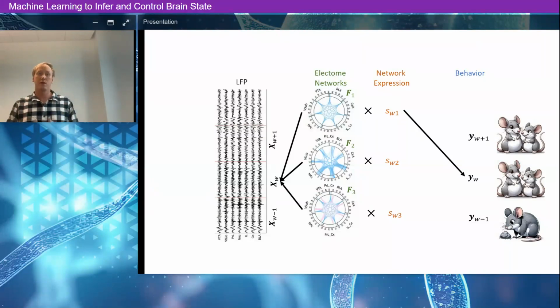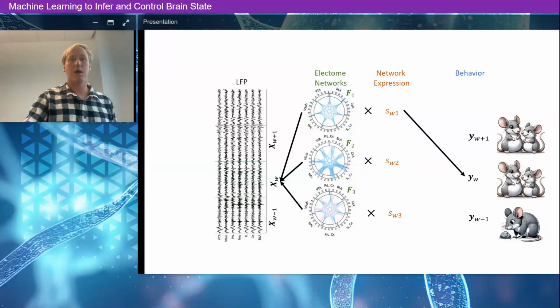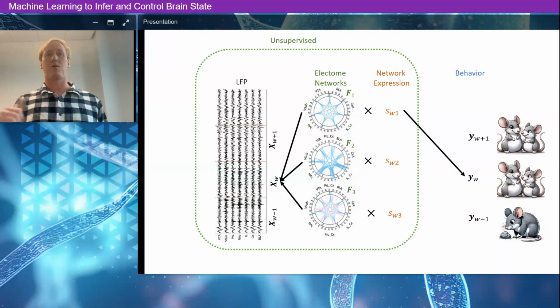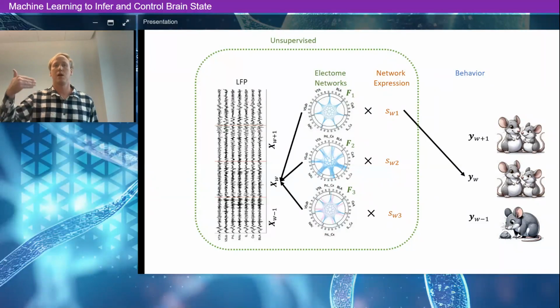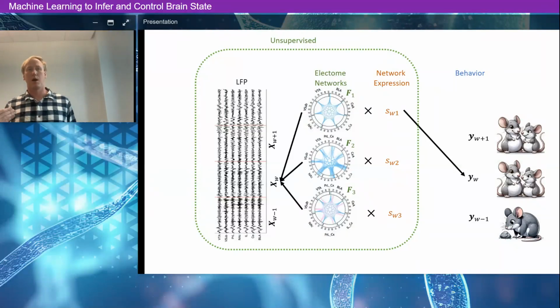And so we put an additional constraint into the model. We have the unsupervised part of the model, which I show on the left, which is exactly that brain superposition model that I showed you before. We have our electome networks, and then we have our network expression, and that is combined to make up our observed local field potential at this current time.